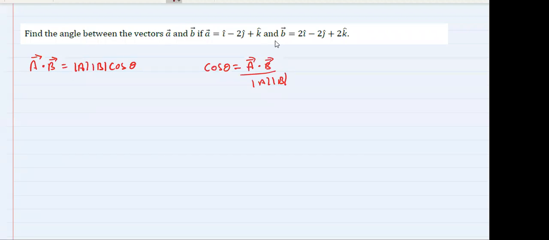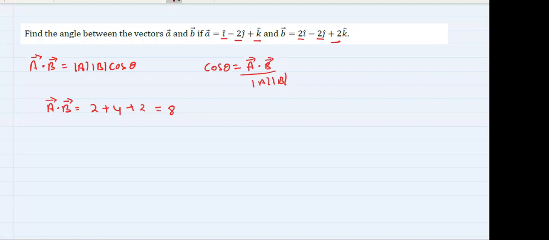So, we know that A dot B, just find A dot B first. What is A dot B? Tell me in this problem, what will be A dot B? So 1 into 2, 2, plus minus 2 into minus 2, 4, plus 1 into 2, which is 2. So this is equal to 8. Yes or no? 8. Are we 8 now? Right? Okay, very good. So this is A dot B.